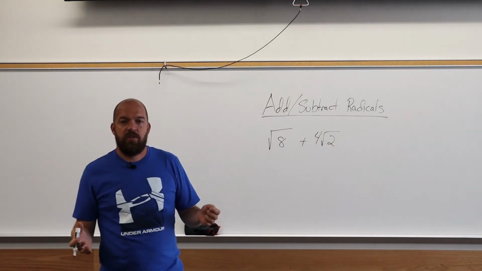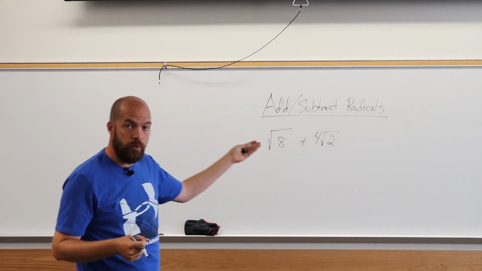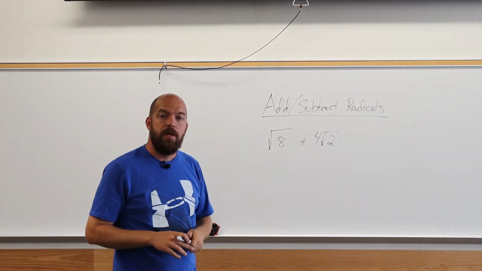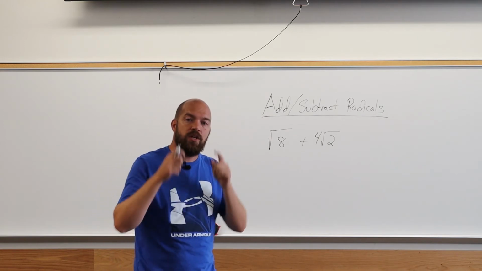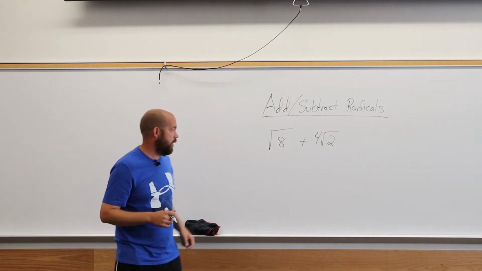Right off the bat, it looks like they are not like terms. We've got a square root of 8 and a square root of 2. They don't look like they're the same, but the square root of 8 we actually could break down and simplify it. And there might be something funky that happens.